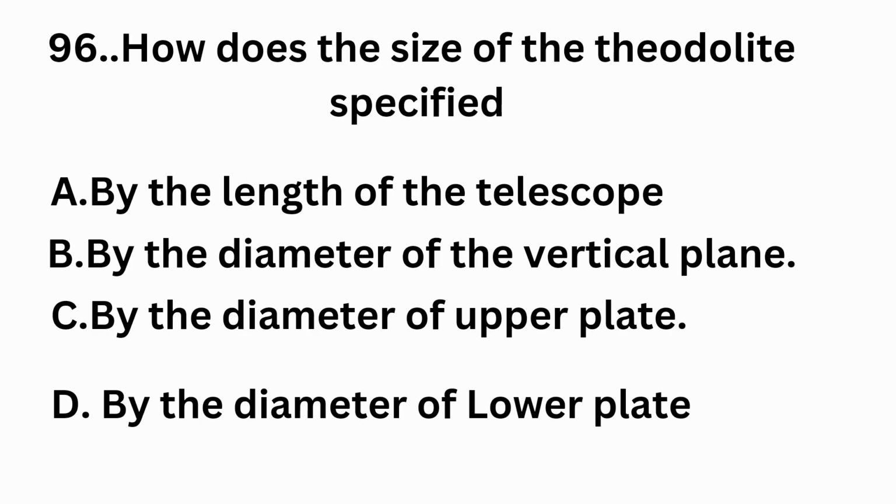So the next question is, how is the size of the theodolite specified? A. By the length of the telescope, B. By the diameter of the vertical plane, C. By the diameter of the upper plate, D. By the diameter of the lower plate. The size of a theodolite is defined by the diameter of graduated circle of the lower plate. For example, a 25 cm theodolite means the diameter of the graduated circle of the lower plate is 25 cm.